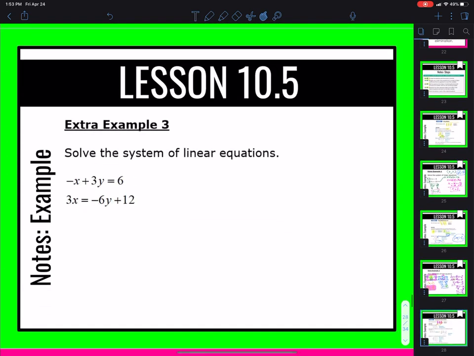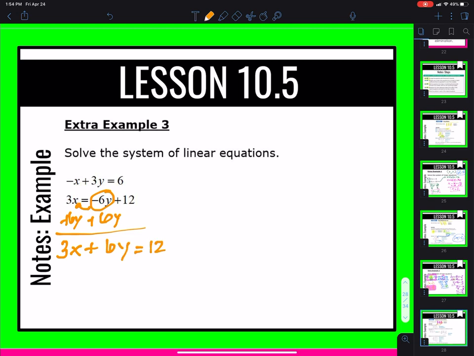So for this example, I want to move this 6y to the other side. So I'm going to add 6y to both sides. They don't add up together because they're not like terms. So it becomes 3x plus 6y equals 12. Now what I notice is I have the minus x plus 3y equals 6. So now these are my two equations that I'm working with.